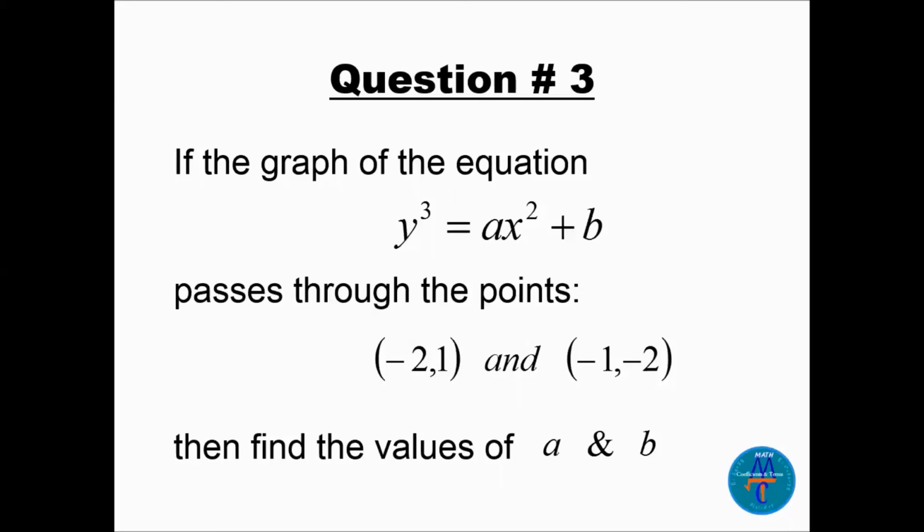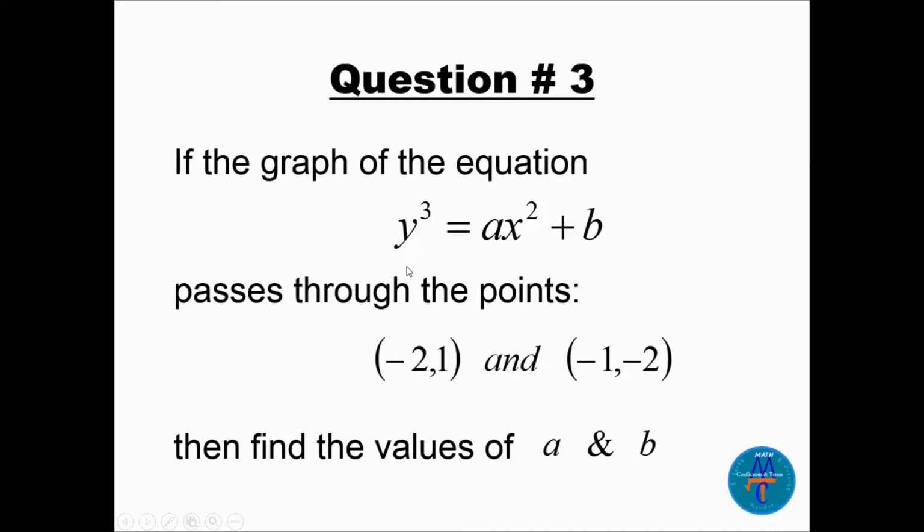It's almost the same as question number 2, with one big main difference. In question 2, the graph is a line, and the graph here is not a line. y cubed is equal to ax squared plus b. It's not a line, so this graph is not a straight line. So there is no slope here. There is no slope, so you have to use method number 1. You cannot use method number 2. I gave you also the same points.